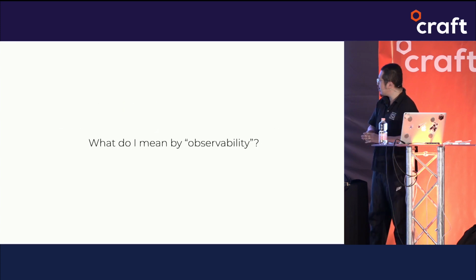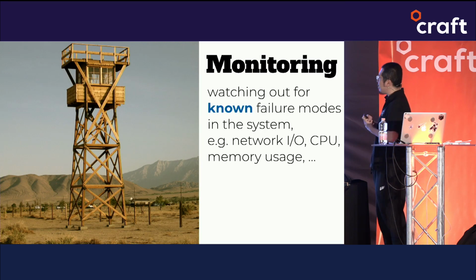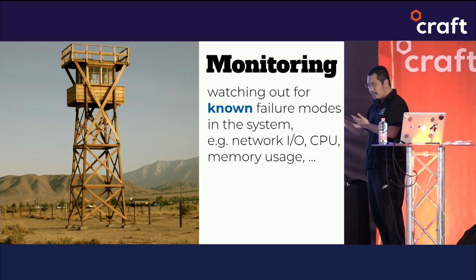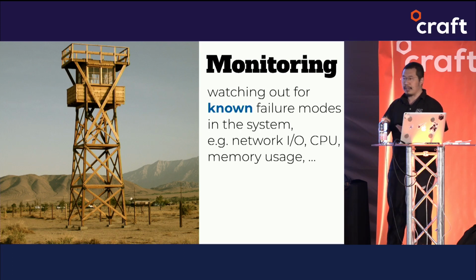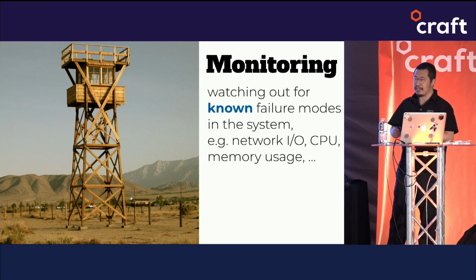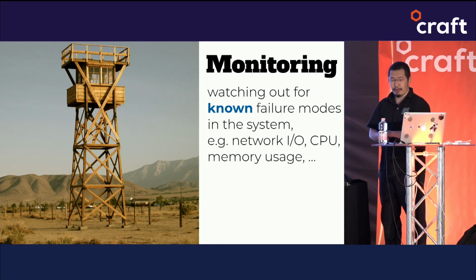And that is where I think observability is quite different from monitoring. Monitoring, for me, means something like a guard tower where you're watching out for those known failure modes in the system, things like network I/O going up, CPU cycles spiking, memory usage going up, for example.